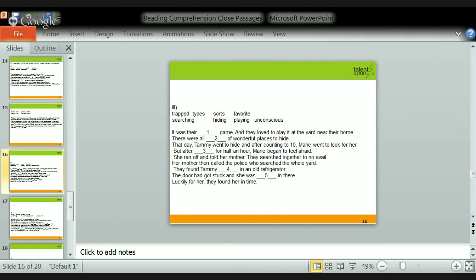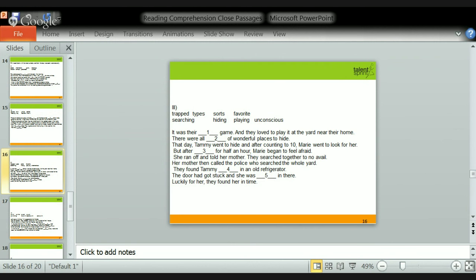For that particular sentence, Mary began to feel afraid. She ran off and told her mother. They searched together to no avail. Her mother then called the police, who searched the whole yard. They found Tammy dash in an old refrigerator. What happens when you keep yourself in an old refrigerator? The options in front of us are trapped, types, searching, hiding, playing, unconscious. The right answer would be unconscious, because ideally, if you get stuck in a refrigerator, you become unconscious.